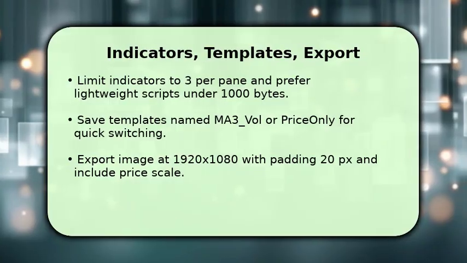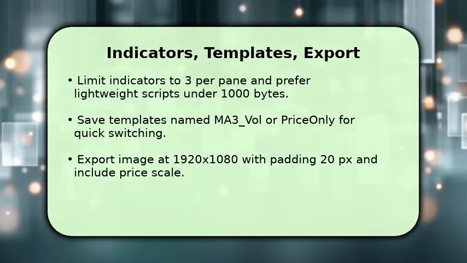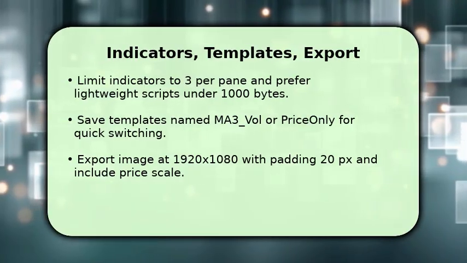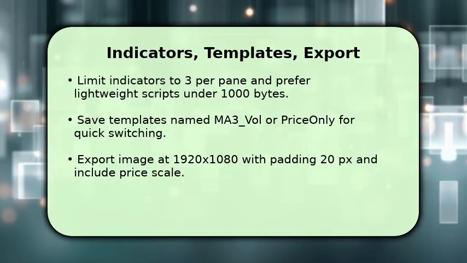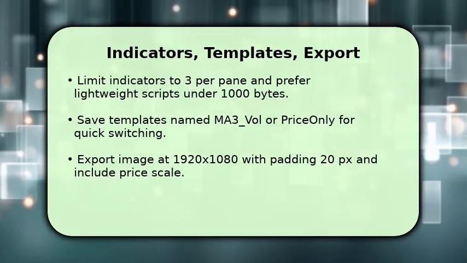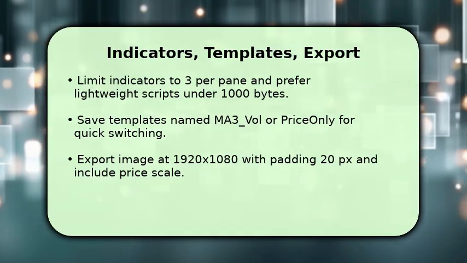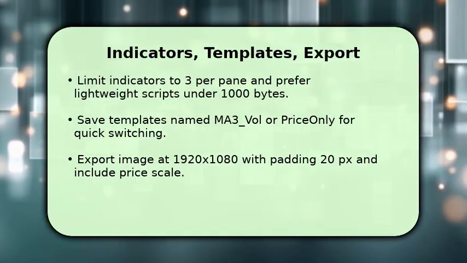Limit indicators to 3 per pane and prefer lightweight scripts under 1000 bytes to keep load times fast. Use native indicators like EMA8, EMA21, and a volume profile to reduce repaint risk. Save templates named MA3vol or price only for quick switching between setups.